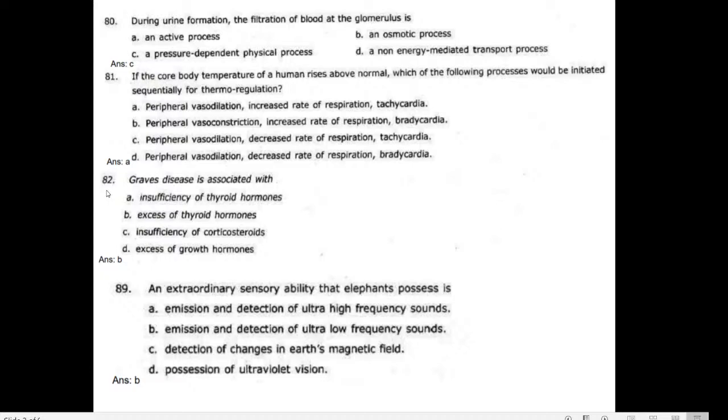The next question is about the extraordinary sensory ability that elephants possess. What is that ability? The emission and detection of ultra low frequency sound. Elephants can emit and detect ultra low frequency sound. This is the extraordinary sensory ability of elephants. This is one important concept. All of these things are theoretical, so just listen and keep it in your mind.